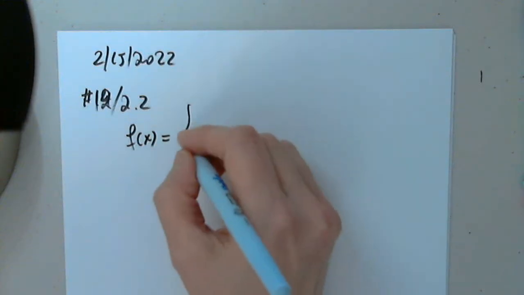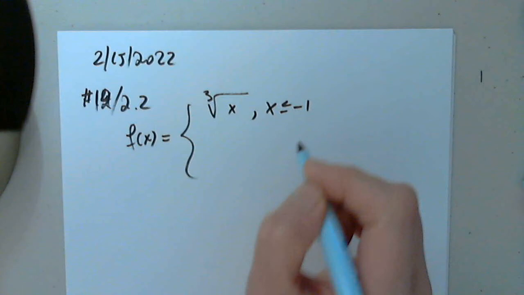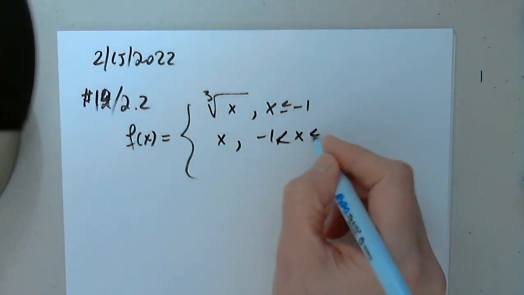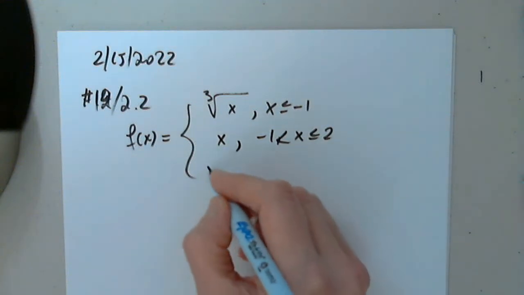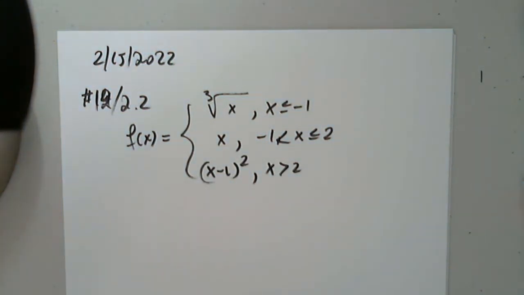So let me copy the function. This is the cube root of x for x less than or equal to -1, x minus 1 for x greater than -1 and less than or equal to 2, and x minus 1 squared for x greater than 2. So this is very important to understand that, as I just put it in the recycling bin, as I said a second ago.